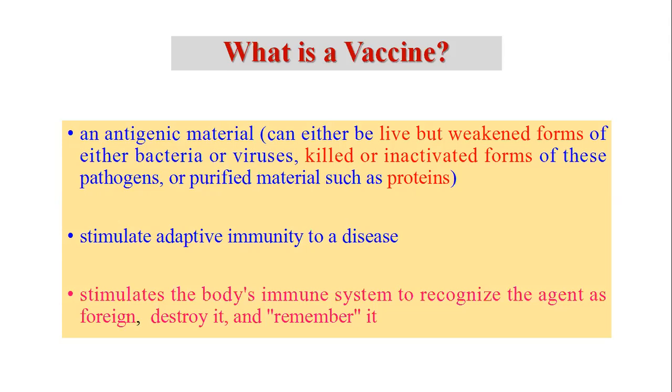So a vaccine is stimulating the body's immune system. And how is it stimulating the body's immune system? It helps the body recognize the agent as a foreign particle, then destroy it, and also remember it.